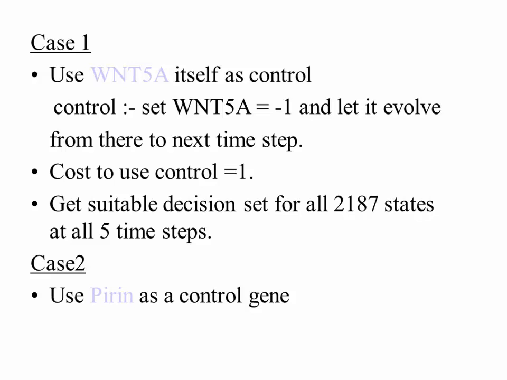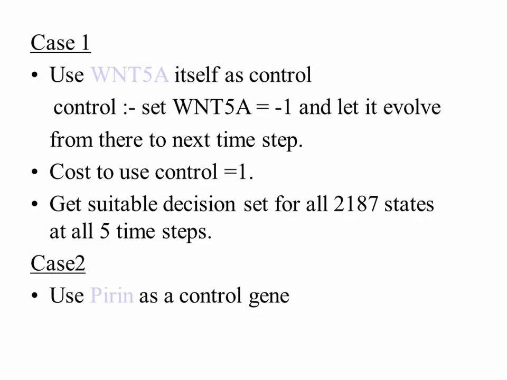So we did that, and then we went ahead and solved the problem using dynamic programming. Don't worry about the first case, because I don't think it makes that much sense when you're trying to force the WNT5A gene itself to minus 1. Because if you're going to force WNT5A to go low, you would like to use some other gene in that network. And the biologist suggested pyrin as the control gene.